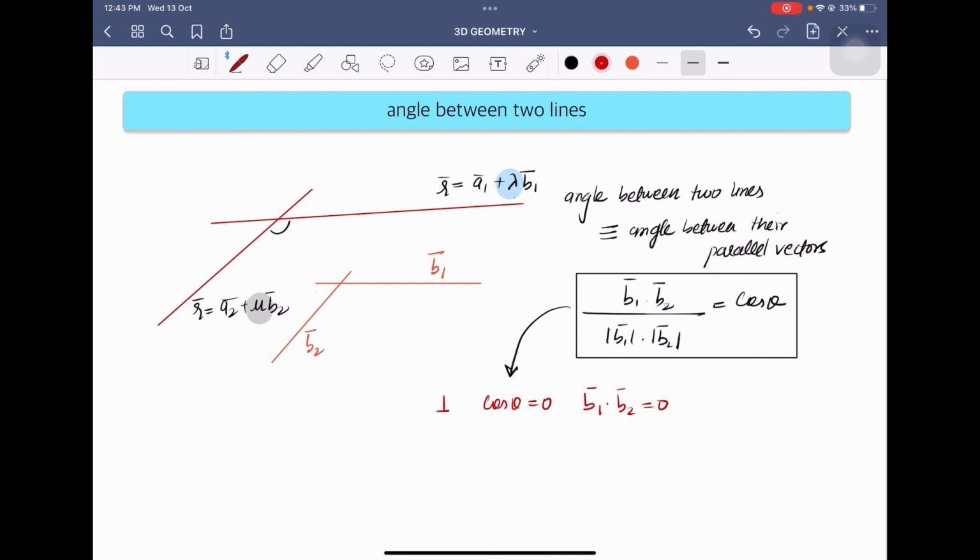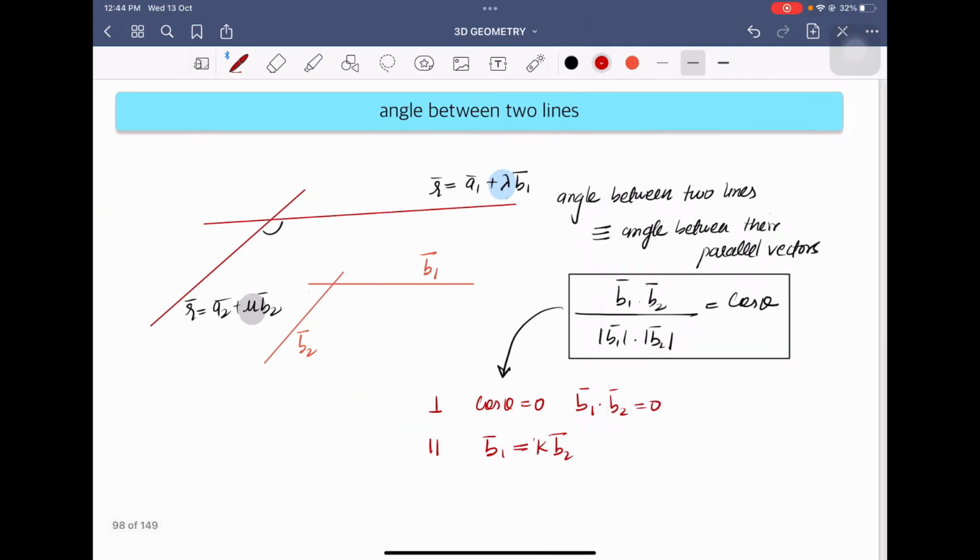If the lines are parallel, then b1 and b2 are also parallel. So that means b1 can be written as some k times b2, where k is a constant. So if this is happening, then the two lines are parallel. Otherwise, if b1 dot b2 is zero, they are perpendicular. This is from the angle between two lines. Now we have seen the angle between two lines.